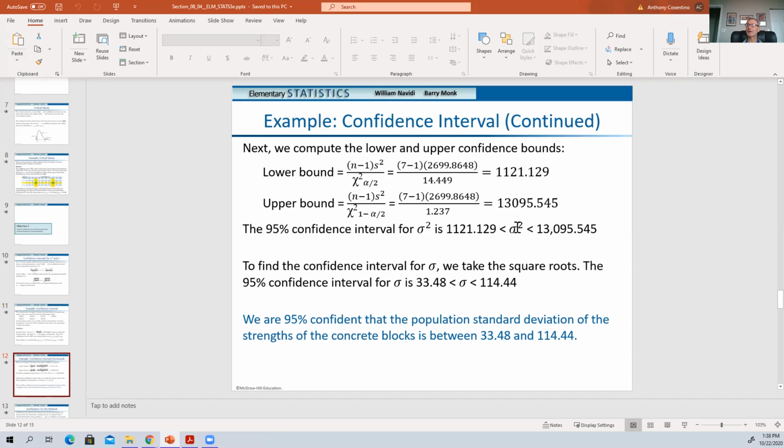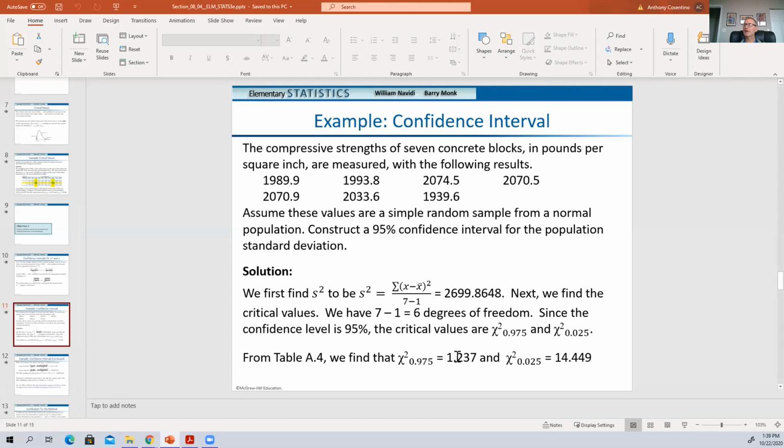And so how do you get the standard deviation? Usually at the end, you just take the square root, right? At the end, you would take the square root of both those numbers, and you would see now you get 33.48 and 114.44.